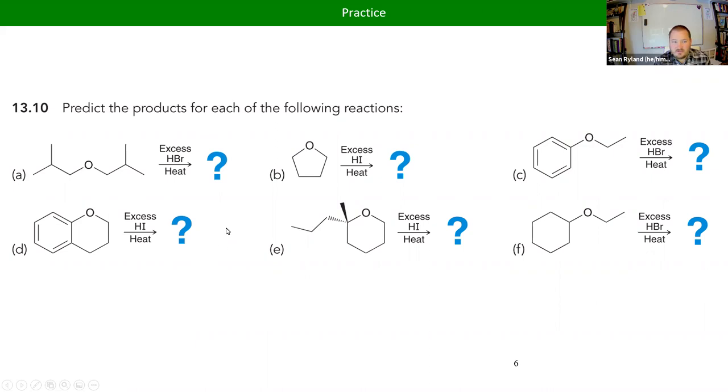So let's practice with these. Don't have to draw the mechanism, but it might be helpful. All of these are excess. I'm only going to do the top row to work through them. I'll give you guys a few minutes head start.